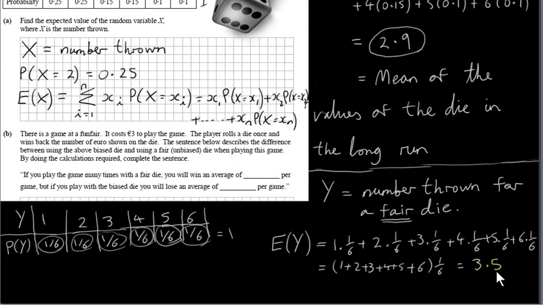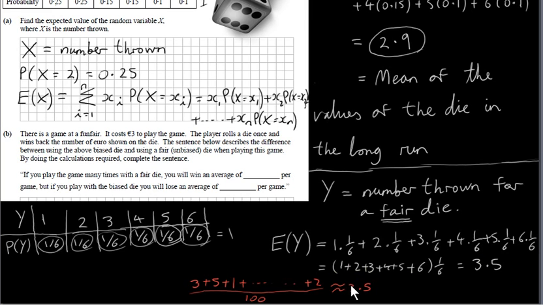So this number is the mean of the values of the die in the long run. If you can imagine throwing a fair die, say 100 times, and noting down all the values, the first throw might give you a 3, the second throw might give you 5, the third throw might give you 1. Imagine doing this 100 times. The 100th throw might give you a 2. Now if we get the mean of all these 100 values, that means we add them all up and divide by 100, you should find a number that's very close to 3.5.